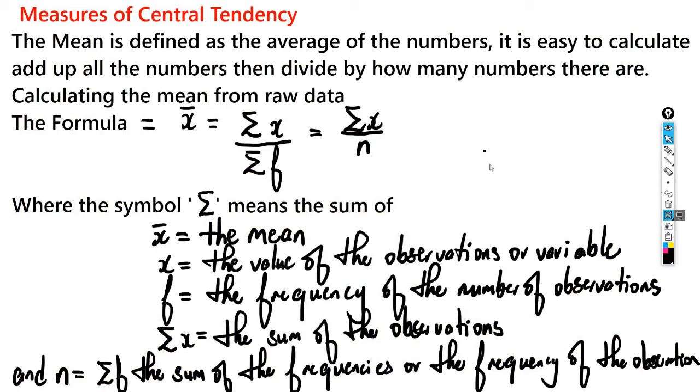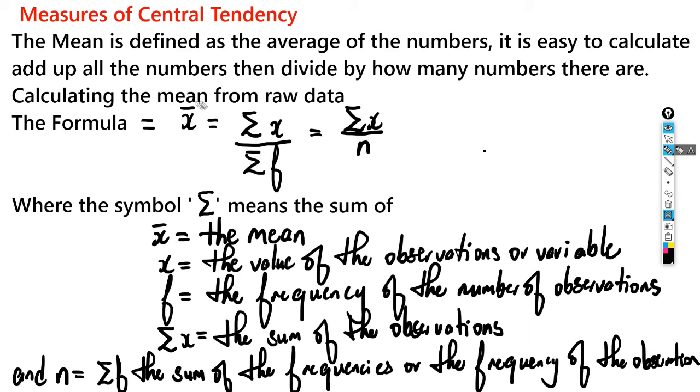Okay, so we're looking at the mean. The mean is defined as the average of the numbers. It is easy to calculate. Add up all the numbers, then divide by how many numbers there are. It's really that easy, guys. Just add up the numbers and divide by how many numbers you added, right?